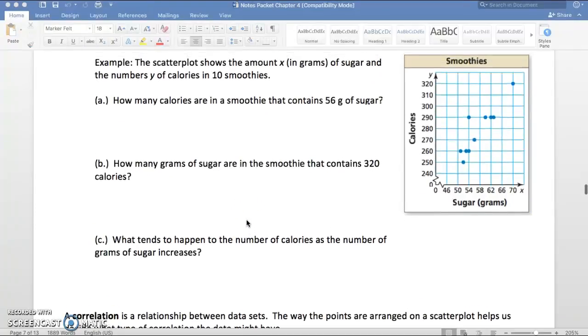Okay, letter C. What tends to happen to the number of calories as the number of grams of sugar increases? So we look again at our grams of sugar. As our grams of sugar increase, goes up, what do we notice about the number of calories? If you look at these low sugar numbers down here, the calories are low. If we move up the sugar, we move up the calories. So what we would say to answer this question, what tends to happen to the number of calories as grams of sugar increases? The number of calories also increases.